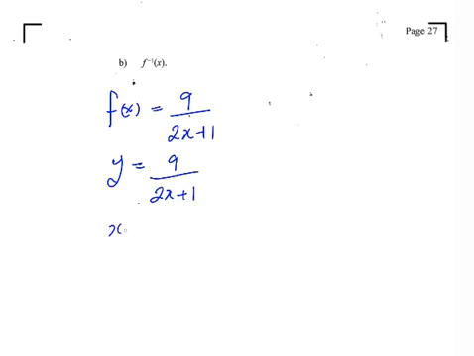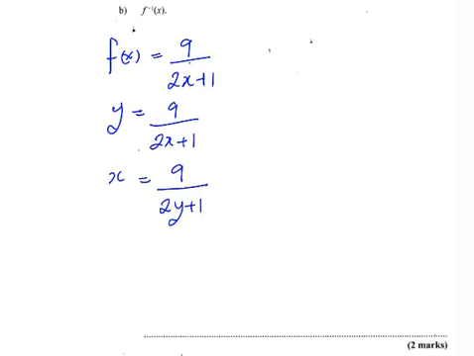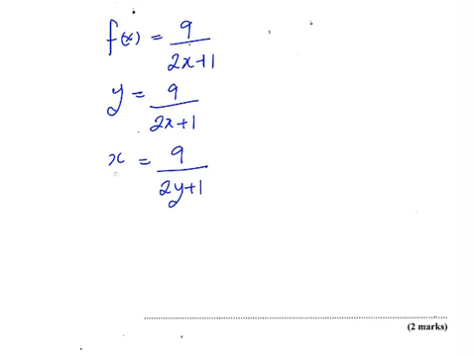Step 2, I'm going to interchange x and y. Wherever I see y, I'm going to put x. Wherever I see x, I'm going to put y. Step 3, I'm going to make y the subject again. So if I have one fraction equal to one fraction, I'm going to cross multiply. So I have x into 2y plus 1 is equal to 1 times 9, which is 9.